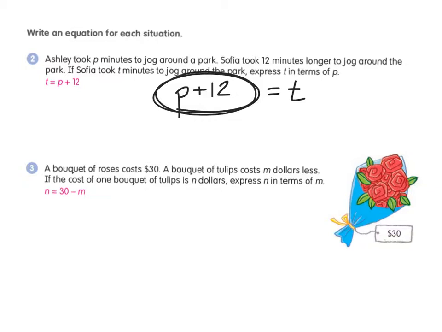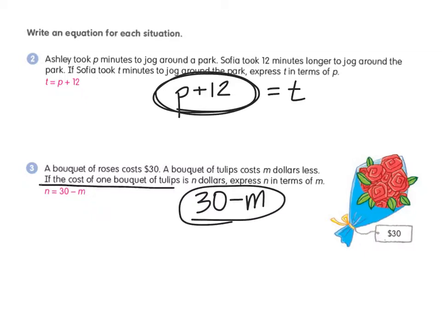And for the second one, if a bouquet of roses costs $30 and a bouquet of tulips costs M dollars less, we're going to say 30 minus M to start with. And then it says if the cost of a bouquet of tulips is actually equal to N, then express N in terms of P. So this cost right here, they've now said in the problem, is equal to N dollars. So we're going to say that is equal to N. And that's going to be our final answer here.